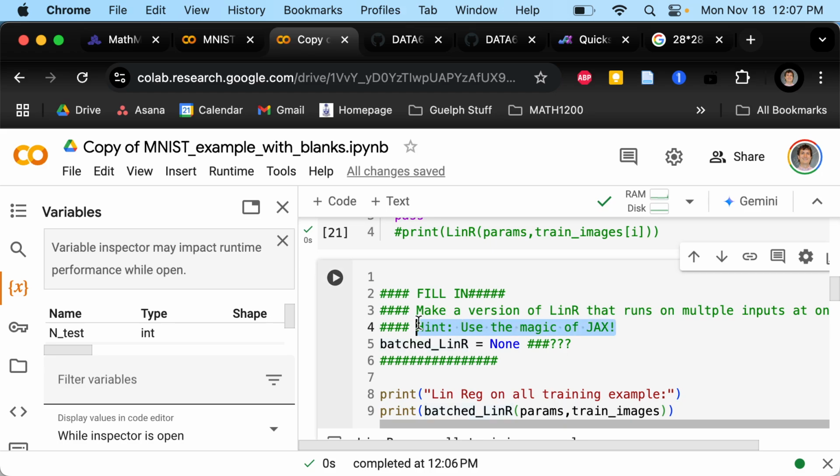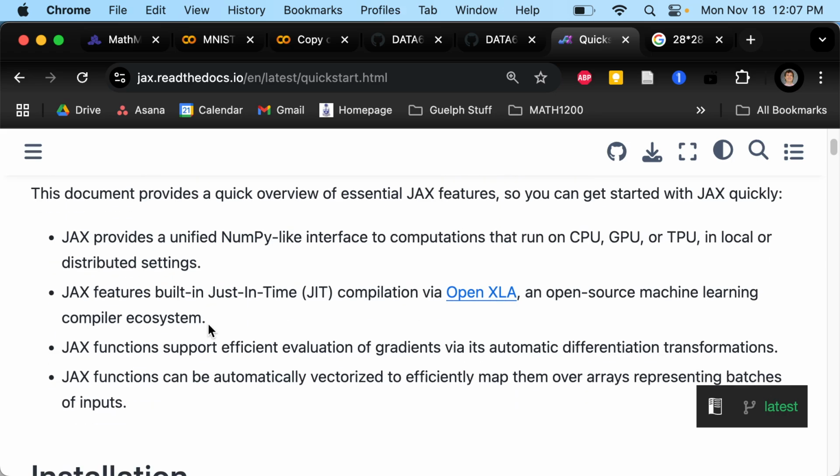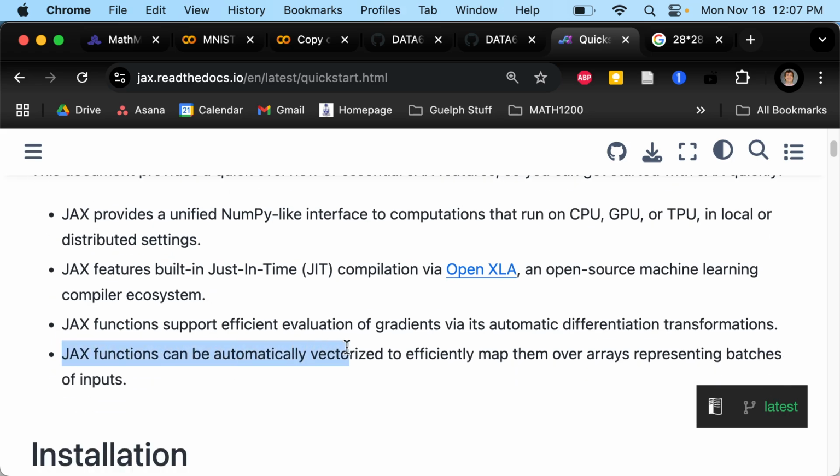JAX has an operation called batching or vectorizing. Did they mention that over here? Let's see. JAX functions can be automatically vectorized to efficiently map them over arrays representing batches of inputs. So one of the magical things about JAX is if you write your function to work on one example at a time, it will automatically upgrade your function to work on vectors of images. All the images will work all at once. And the command to do that, it's a little bit tricky, I will just tell you the answer. The command is vmap.